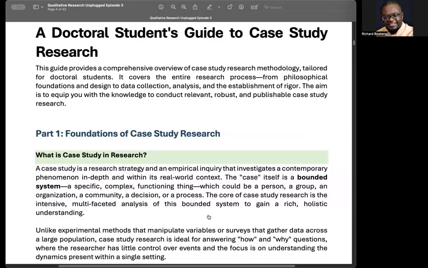And then how to rigorously analyze all that data you've collected, which can feel overwhelming sometimes. Totally. Finally, we'll talk about reporting your research effectively and making sure it stands up to scrutiny, trustworthiness. And we'll touch on some real-world examples from the guide, too.